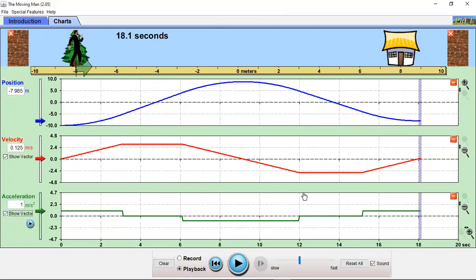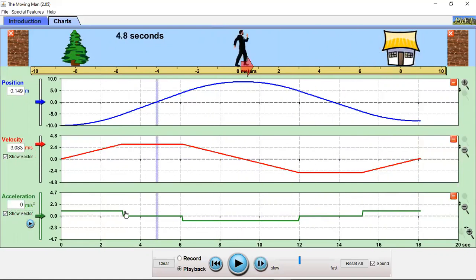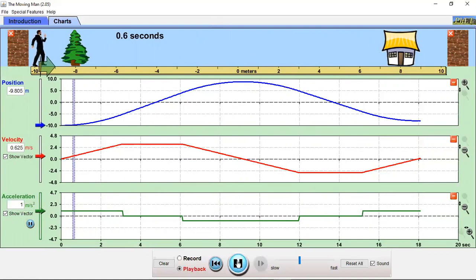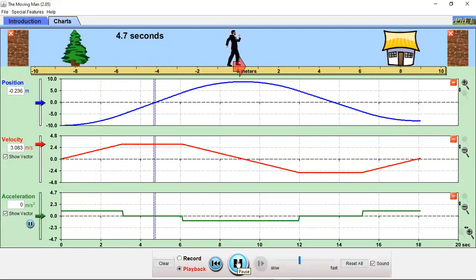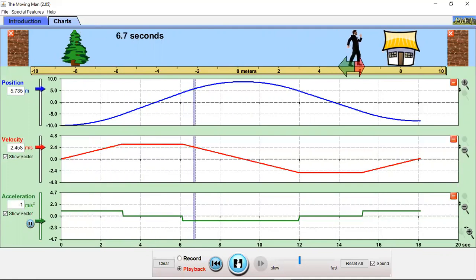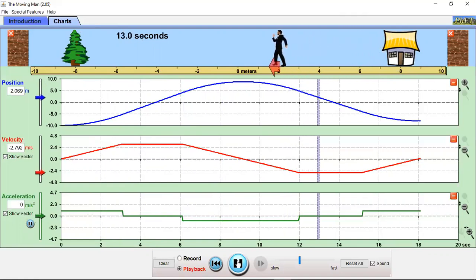Now, let's look at the two vectors together. So the green acceleration vector and the red velocity vector. And just watch how the direction of the acceleration vector causes the change in the velocity vector. And it's really nice to be able to see the motion as well as to see these vectors here.